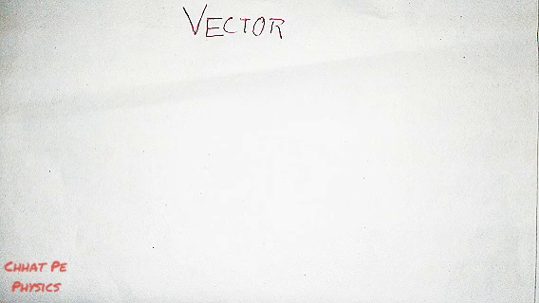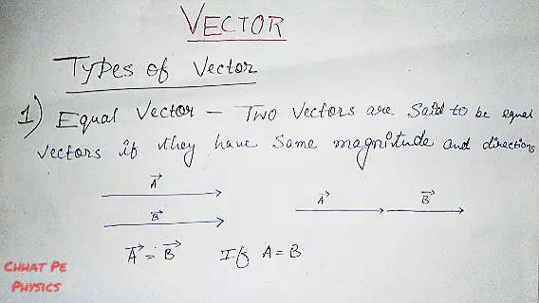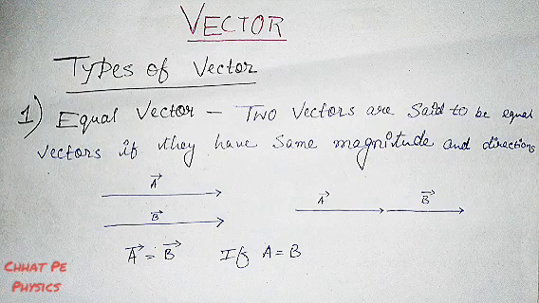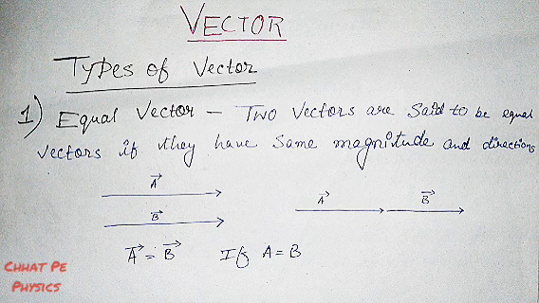Hello everyone. Today in Vector I'm going to tell you about a few types of vectors. So let's start. The first one is equal vectors. Two vectors are said to be equal vectors if they have the same magnitude and direction. Here below we have drawn a few equal vectors.